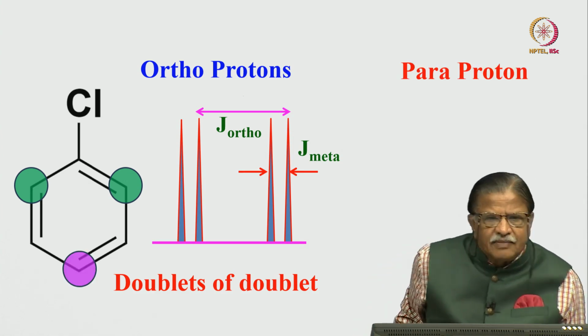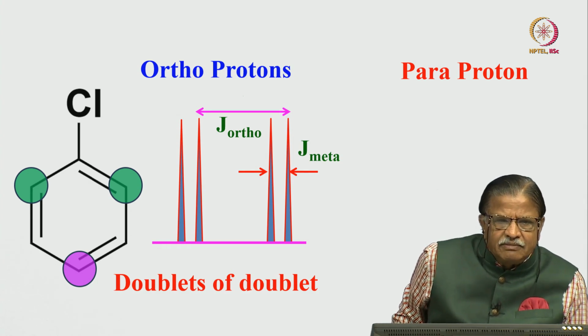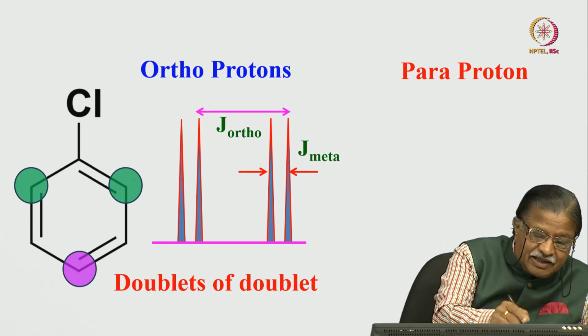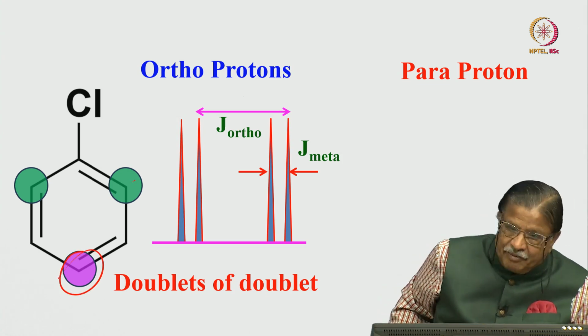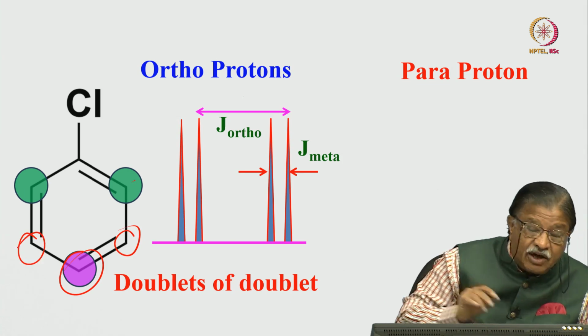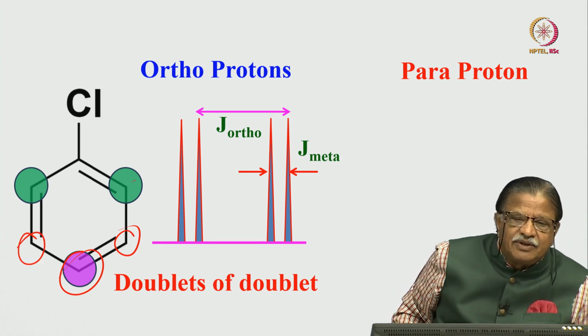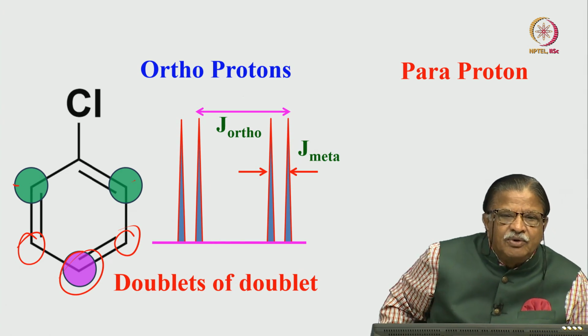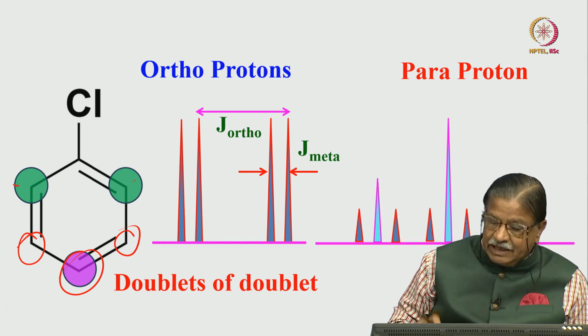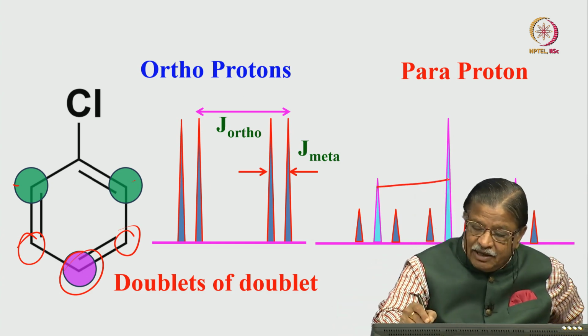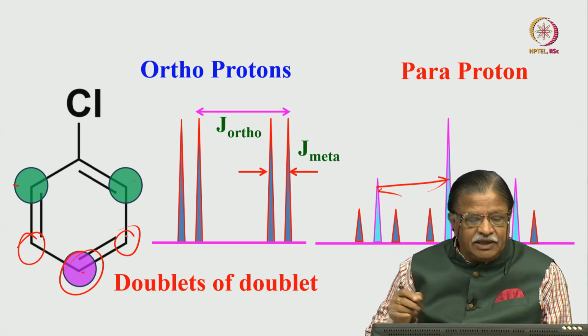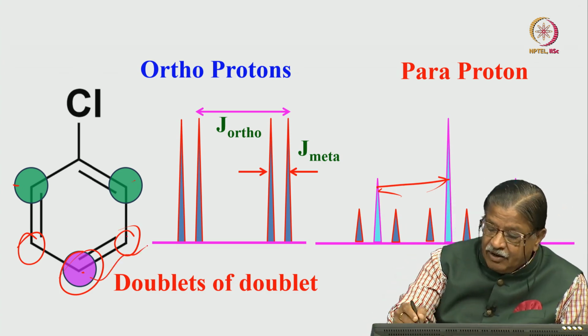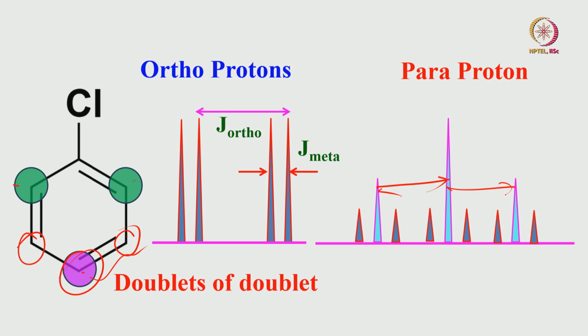We will go to the para proton. What is the pattern we expect for a para proton? Very simple. Before that, of course, there are two ortho couplings, large couplings. These ortho couplings will split this into a triplet, and each line of the triplet is further split into another triplet because of two equivalent meta protons, and this is the pattern you get. The two ortho couplings have to be identical because it is a monosubstituted benzene. There is a symmetry axis. As a consequence, this coupling and this coupling are identical.